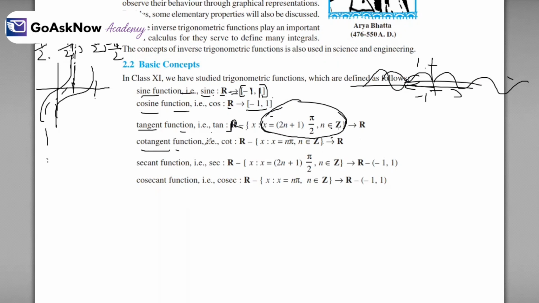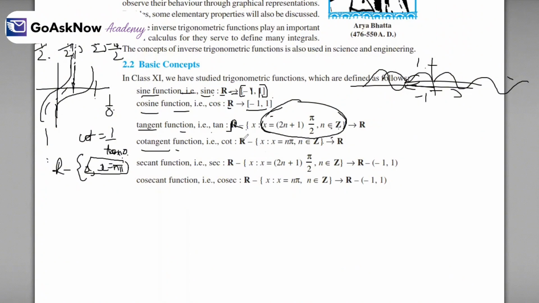And what is the cotangent function? It is just the inverse: cotangent is 1 by tan. So wherever the tangent function's domain is not defined, similarly the cotangent function has the domain R minus x, where x belongs to nπ. Why is that so? Because at nπ the tan function becomes 0, and 1 by 0 is not defined. So that is why nπ points are excluded.